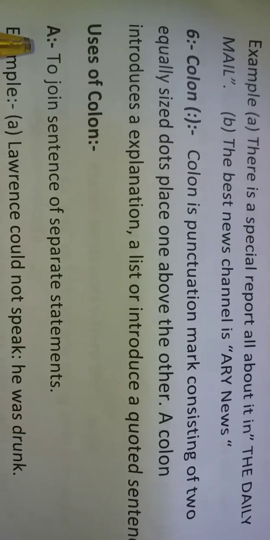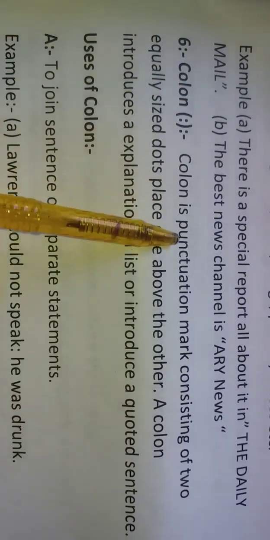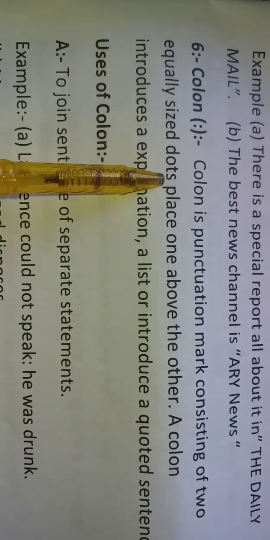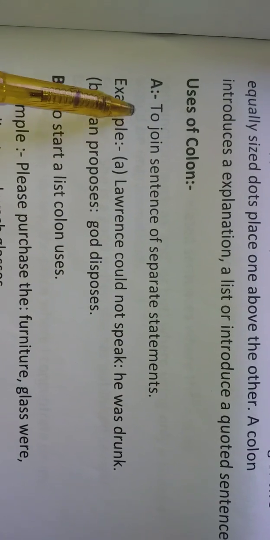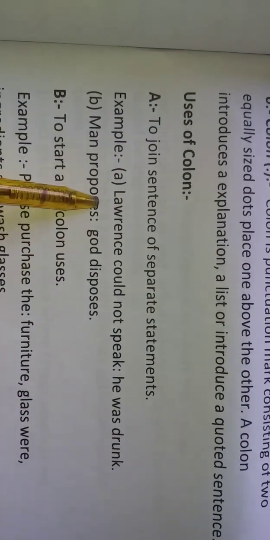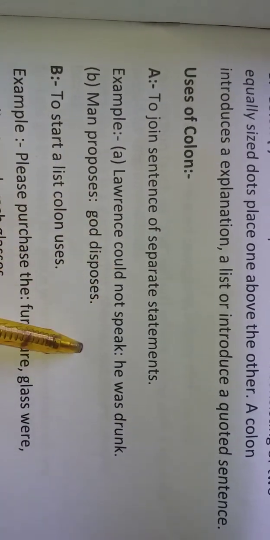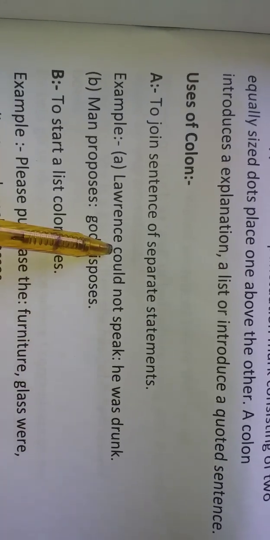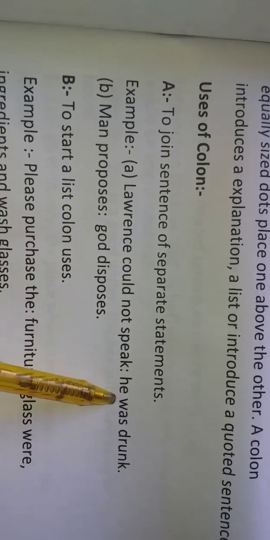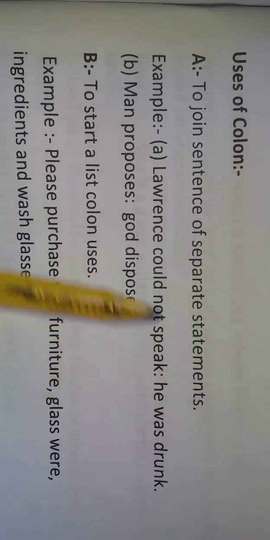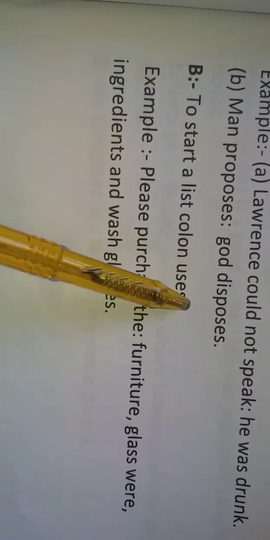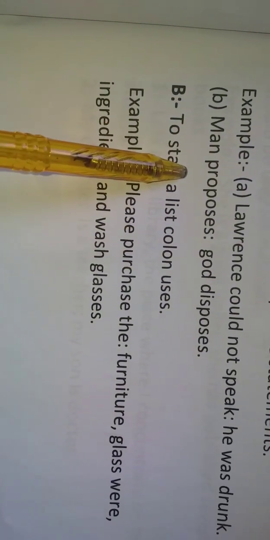Now we will come towards our sixth punctuation, which is the colon. A colon is a punctuation mark consisting of two equal-sized dots placed one above the other. One use of the colon is to join two separate sentences. As you see, Lawrence could not speak: he was drunk. Why could Lawrence not speak? Because he was drunk. So there are two different statements but we can combine them by using a colon. The second example is, man proposes: God disposes. These are also two different statements, but we want to combine them, so we use a colon.